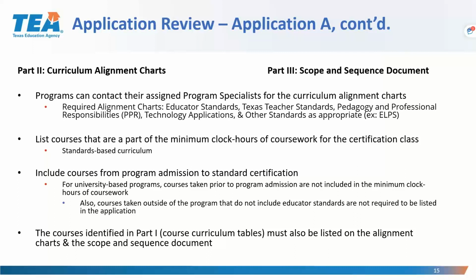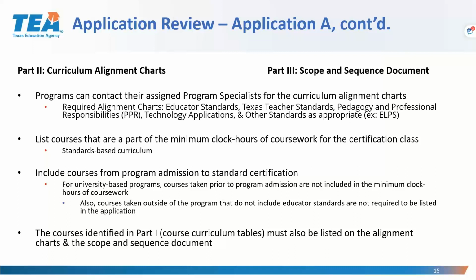For both the alignment charts and the scope and sequence document, the program will list courses that are a part of the minimum clock hours of coursework for the certification class, which would be courses that are standards-based. For the purpose of the application, programs will only identify courses from program admission to standard certification. For university-based programs, courses taken prior to program admission are not included in the minimum clock hours of coursework.